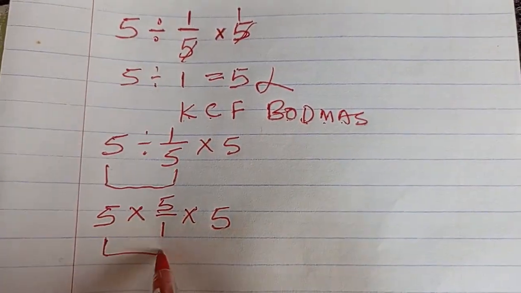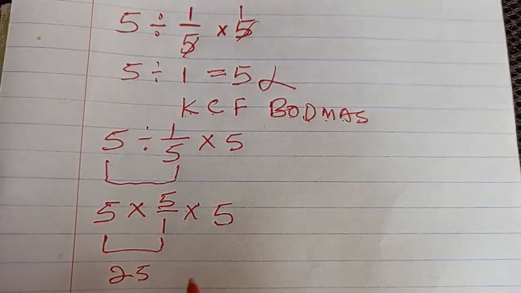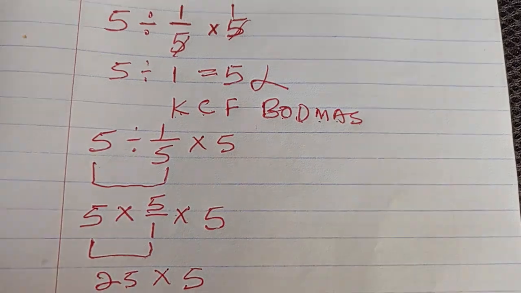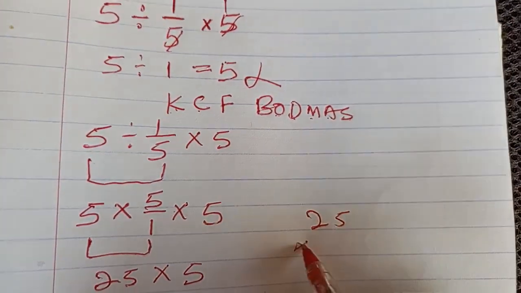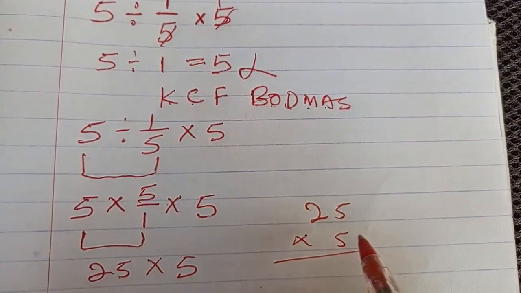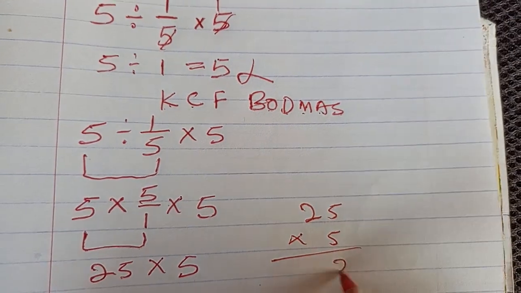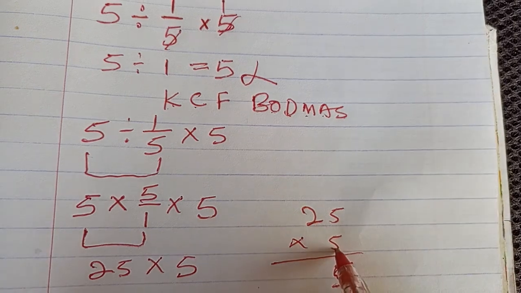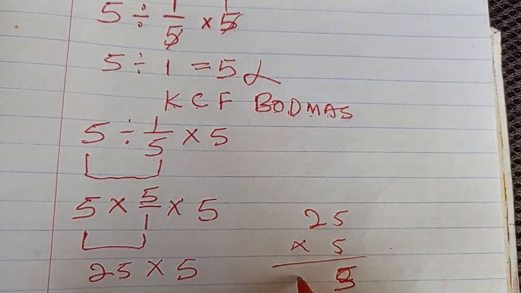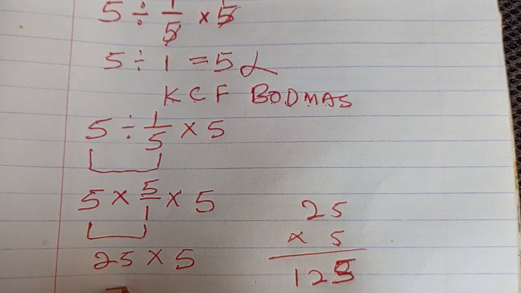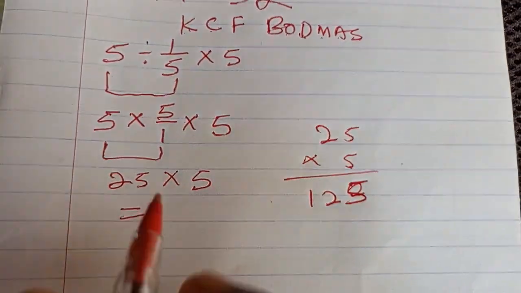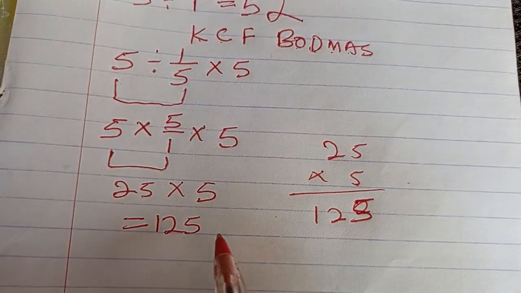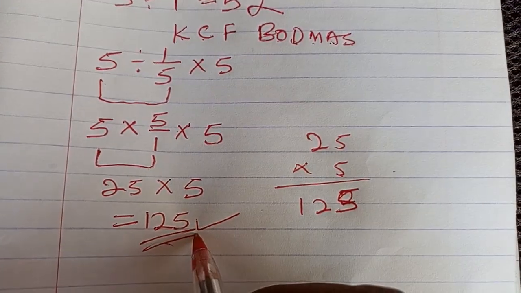Now, 5 times 5 will give us what? 25. 25 times 5 will give us what? 25 times 5. 5 times 5 will give us 25. Put down 5. You carry 2. 2 times 5, 10. Plus this 2, 12. So our final answer will be what? Our final answer will be 125. And this is our final answer.